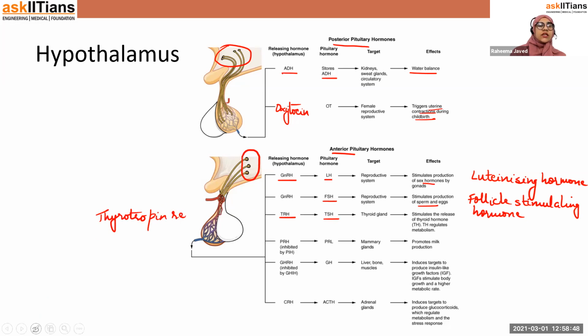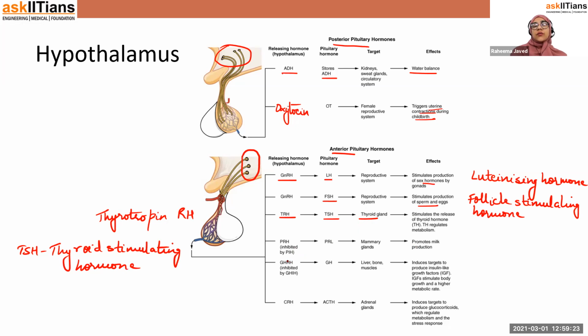So I'm not writing the full form of RH, which is releasing hormone. Okay, this is TSH, thyroid stimulating hormone. It affects the thyroid gland, which causes the secretion of the thyroid hormones.